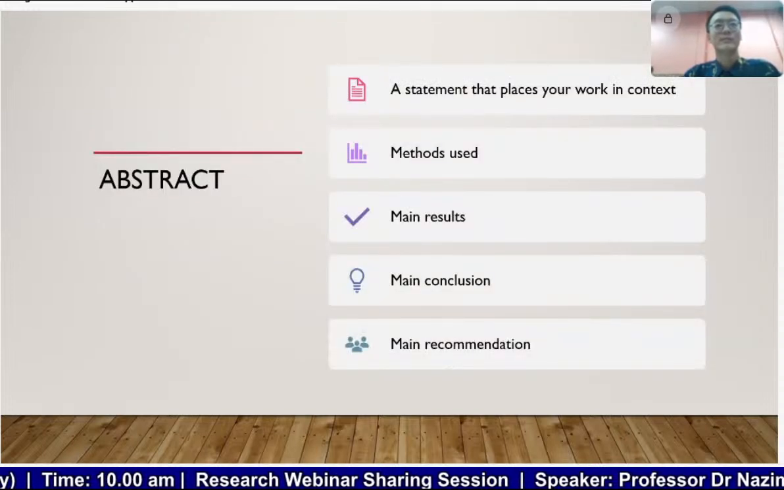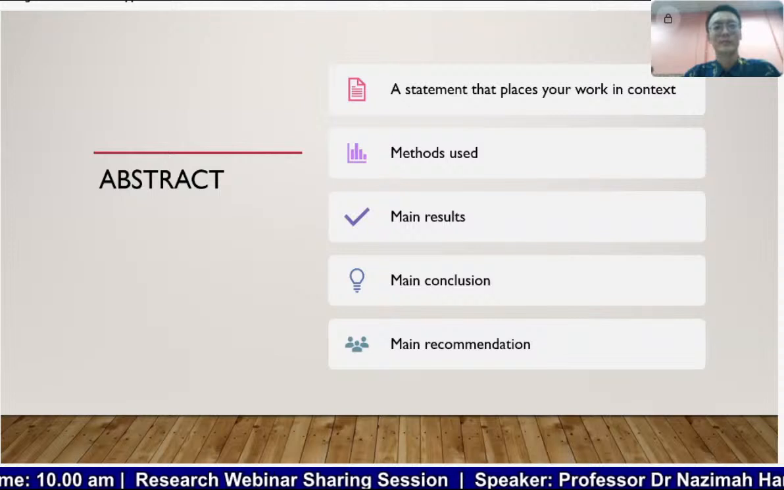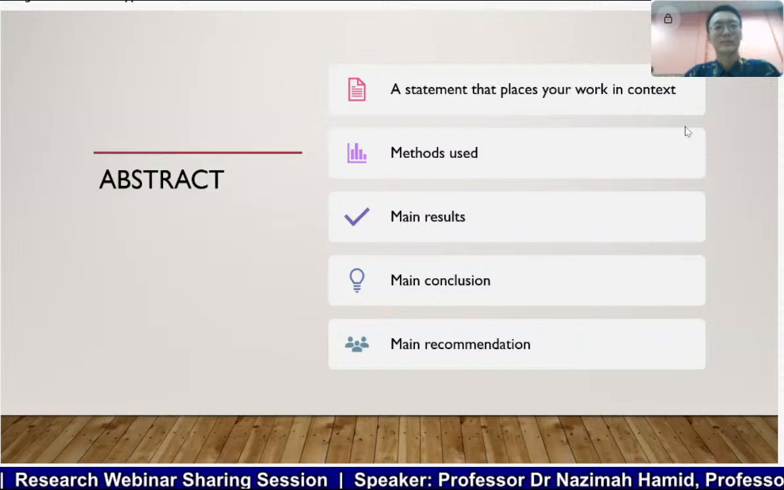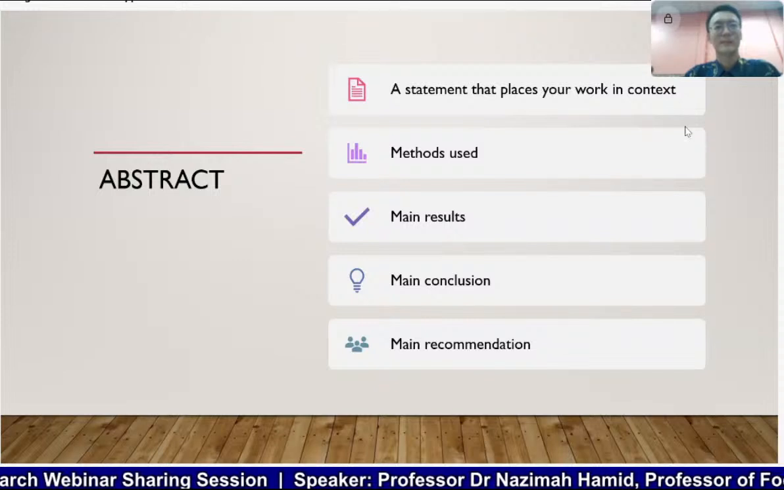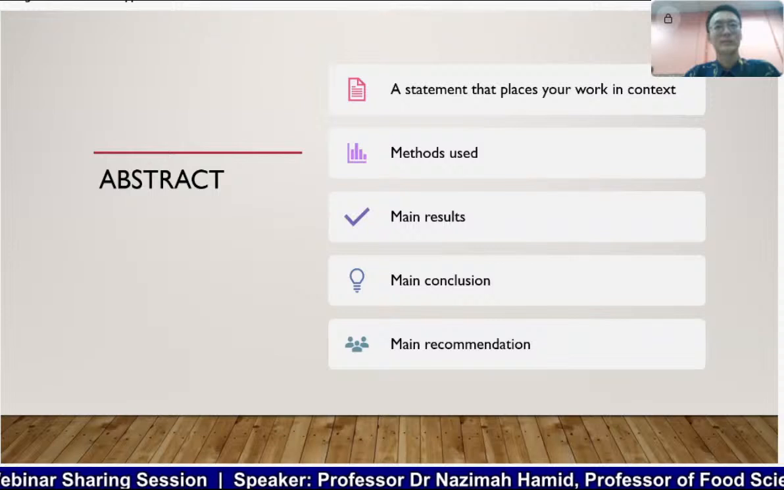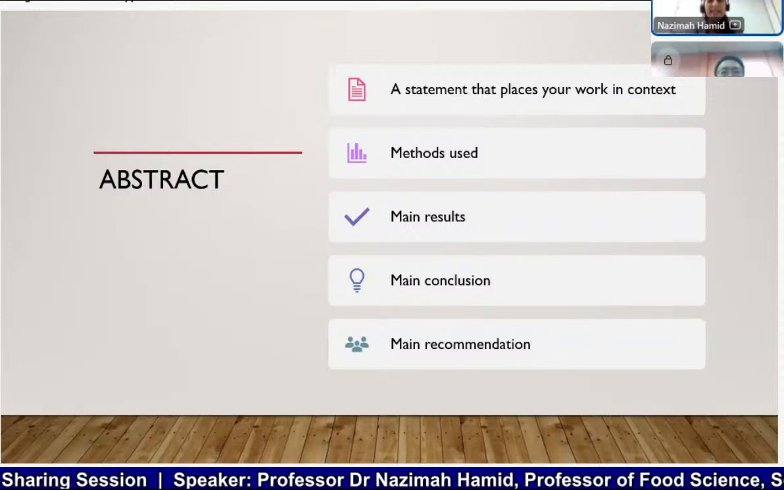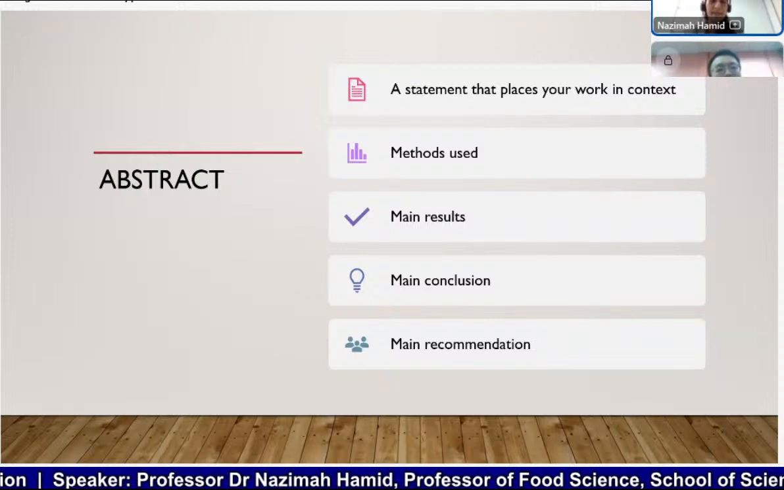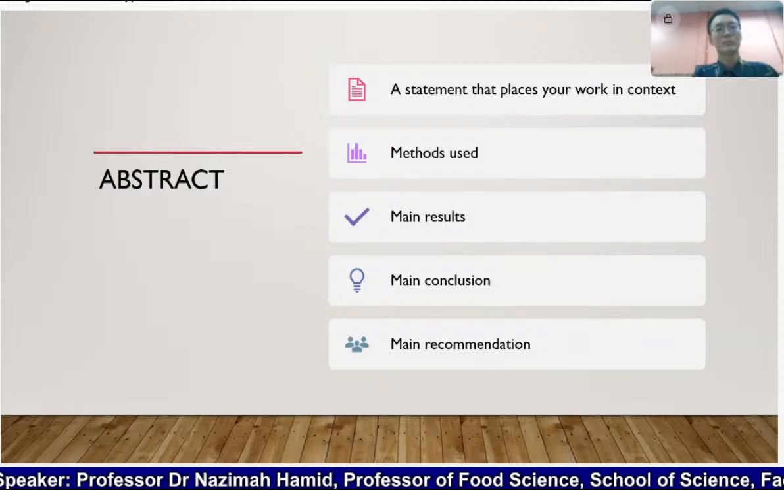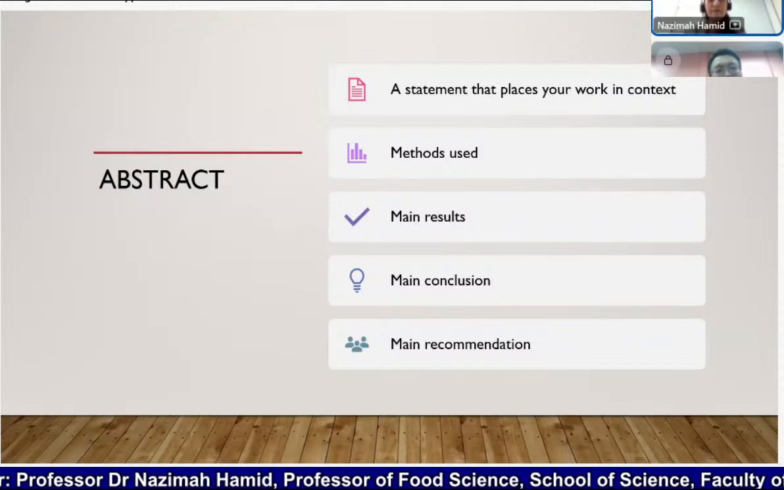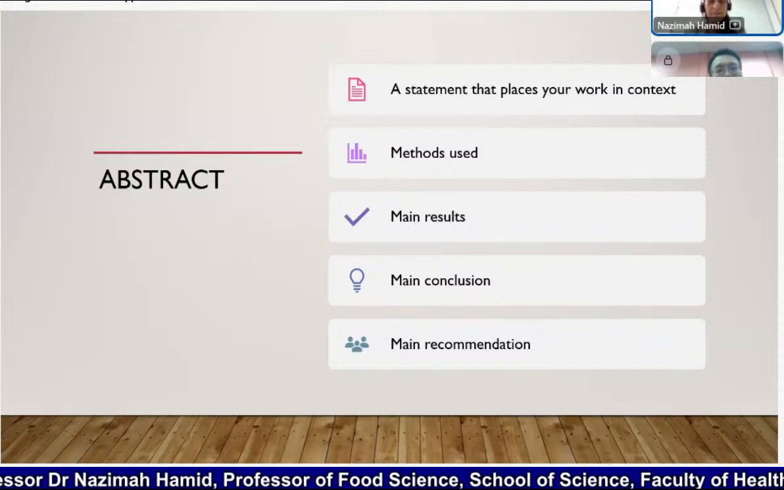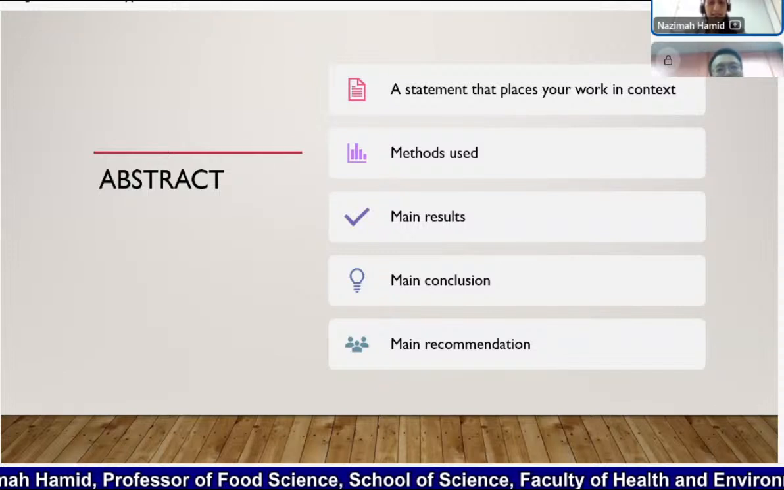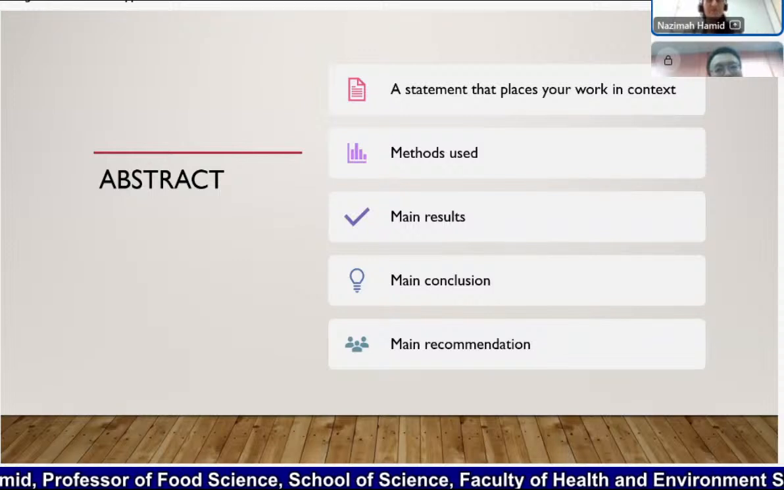The second component of a research paper is the abstract. That abstract is important. It's a statement that places your work in context. That's the first thing the reviewer or the editor will read, and that's when they will decide whether the paper is suitable for publication or not. So I would say the abstract is the heart of your paper. You have to have a statement that shows how your research fits in.